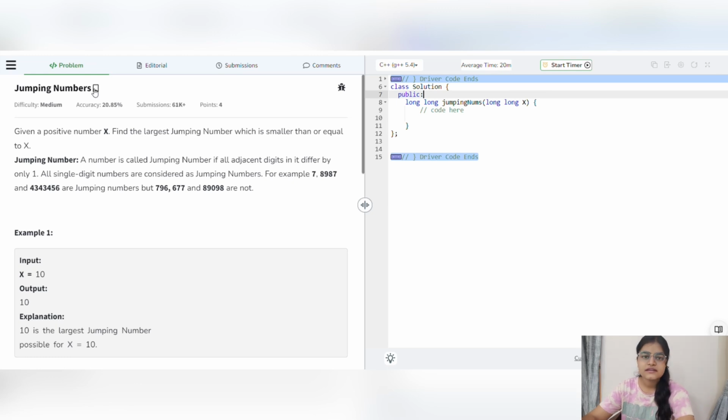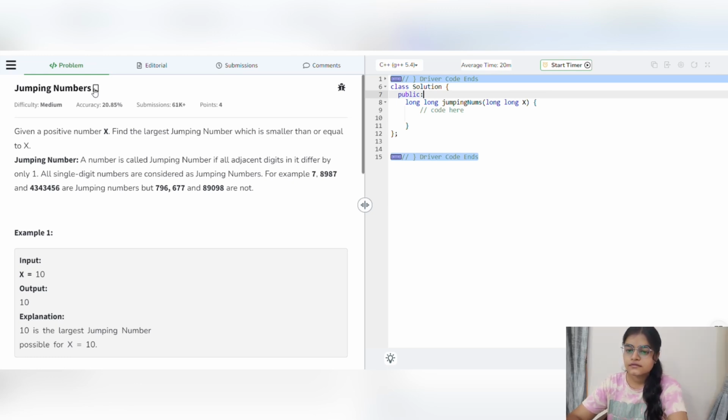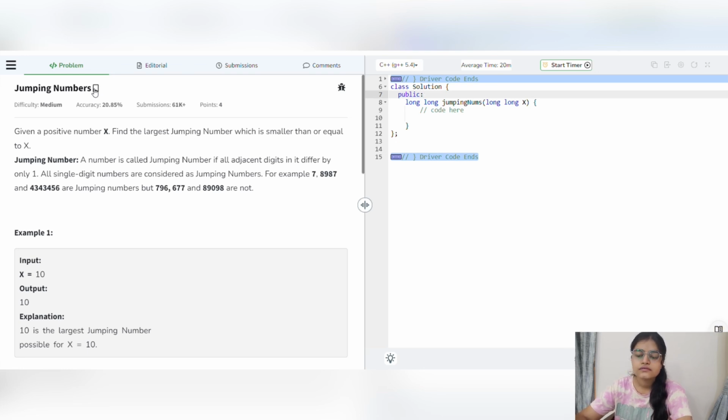Okay, so now let's understand the question. Today we will be solving the question jumping numbers. So first, let's understand what a jumping number is. A jumping number is a number whose adjacent digits differ by exactly 1. All the single digit numbers are considered as jumping numbers. This also we need to keep in mind. So if we take an example, 7 is a single digit number, so it's a jumping number.